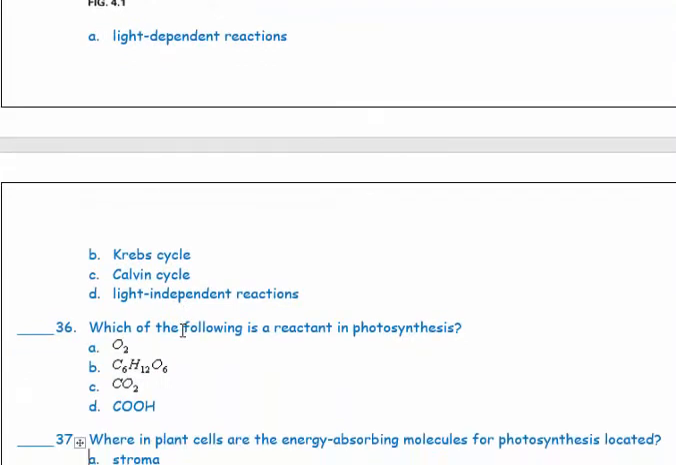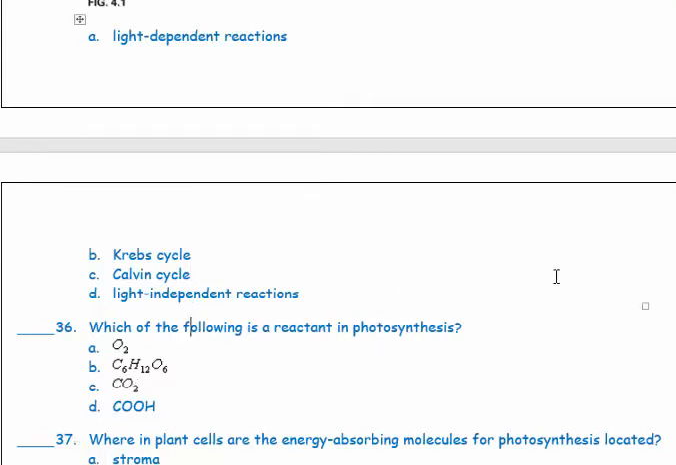Number 36. Which of the following is a reactant in photosynthesis? CO2. Of course, during photosynthesis, the plants use the carbon dioxide from the air. They use the water and they use the sunlight to form oxygen and to form sugar. So in this case, the reactant is carbon dioxide. It's one of the reactants of photosynthesis.